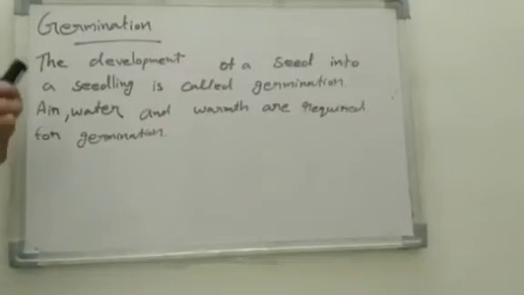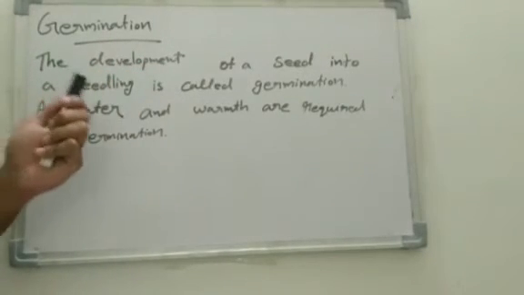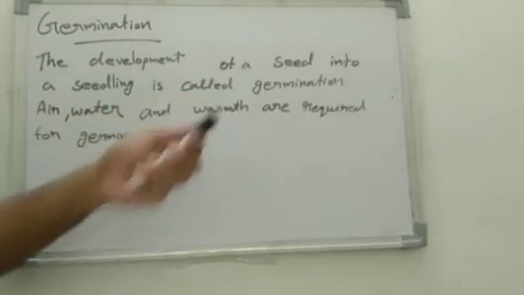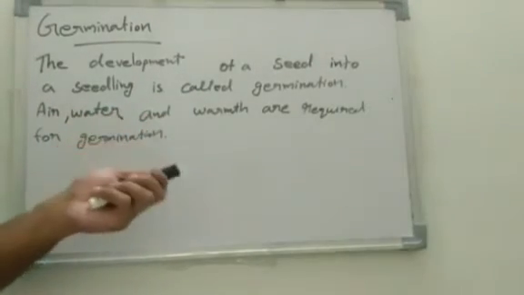Next we can see germination. The development of a seed into a seedling is called germination. Air, water and warmth are required for germination.